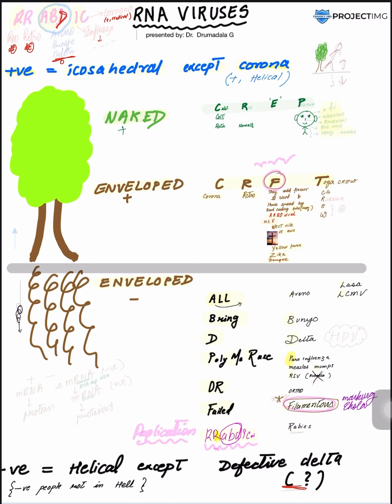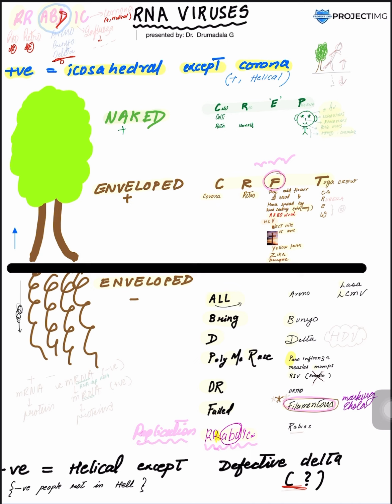I understand that RNA viruses are one of the most difficult classifications to remember, but I promise you, if you follow this format it will become very easy for you. Draw a horizontal line. Anything above this line is going to represent positive sense RNA. All positive sense RNA viruses have icosahedral symmetry except coronavirus.